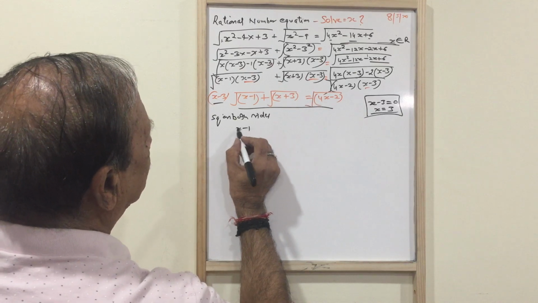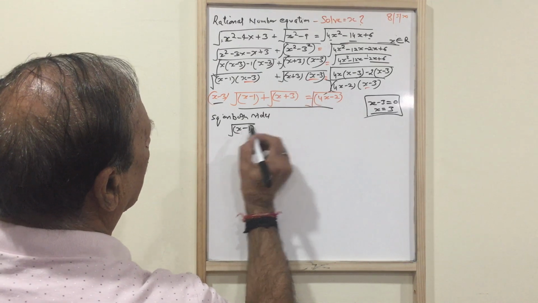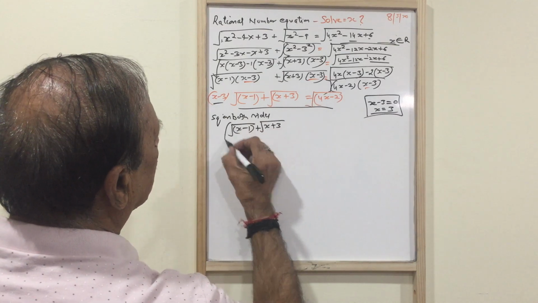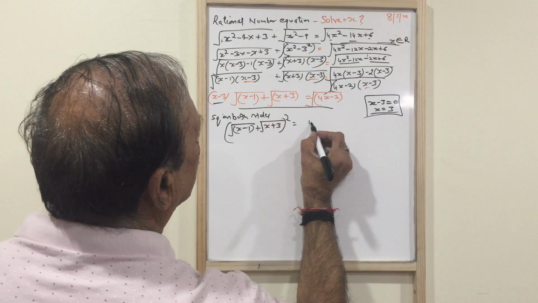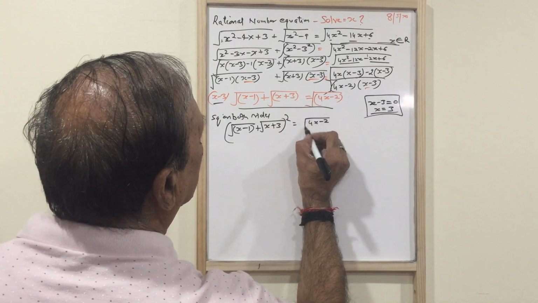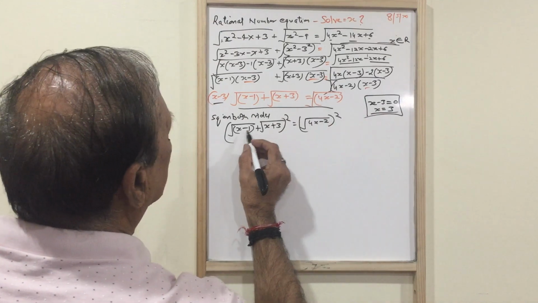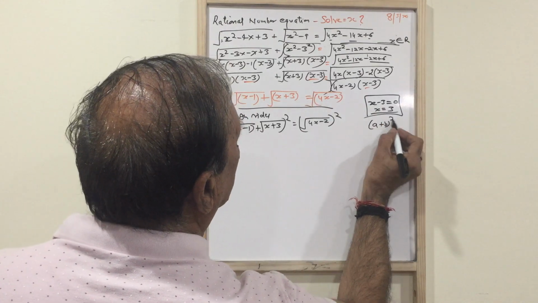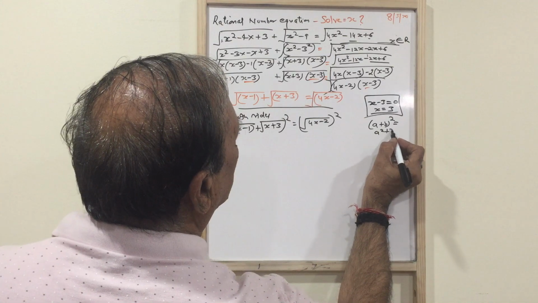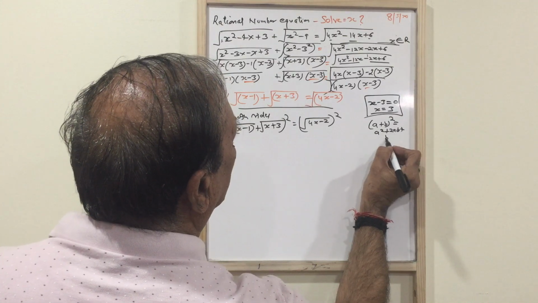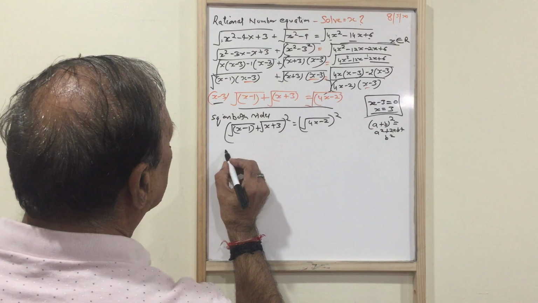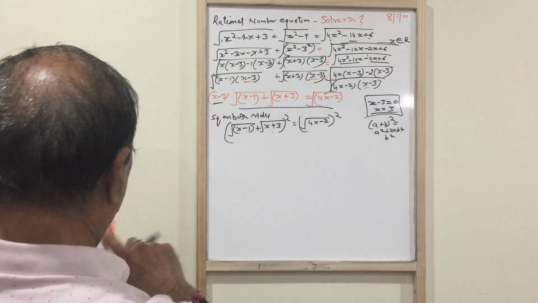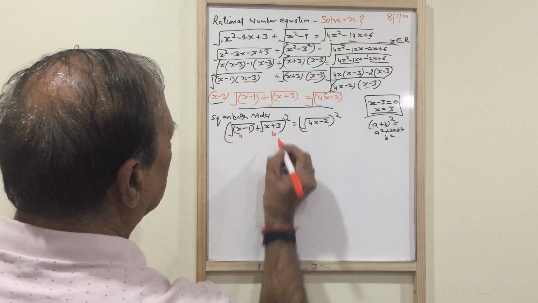x minus 1 plus x minus 3, x plus 3, squaring is equal to 4x minus 2 under root. So this is in the form of (a plus b) whole square, that is a square plus 2ab plus b square. So I put it like that. This is a, this is b. This one will be a and this is b.